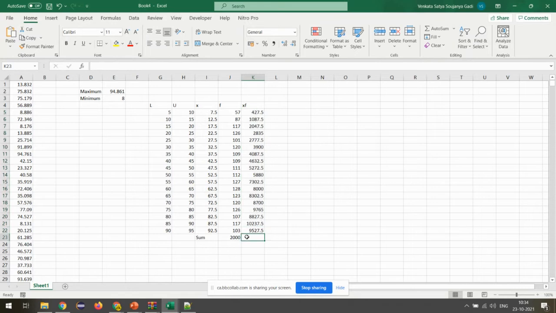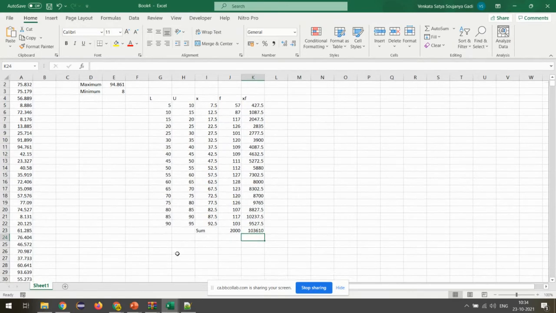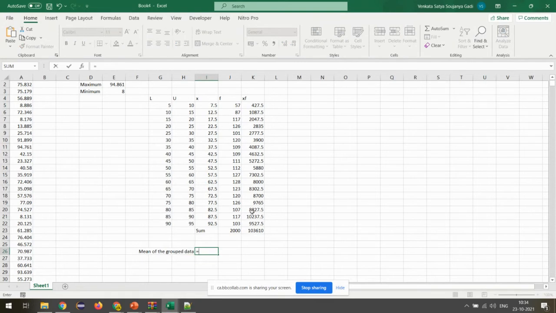X times f. Do this. So we calculate this and let's add the whole set. We got this number. So how do we get the mean? Let us see here. Mean of the group data is equals to this sum divided by the total population. Here in this case is 51.8. This is a mean of the group data.